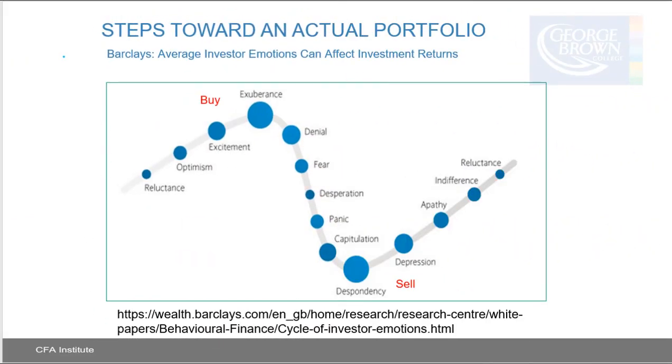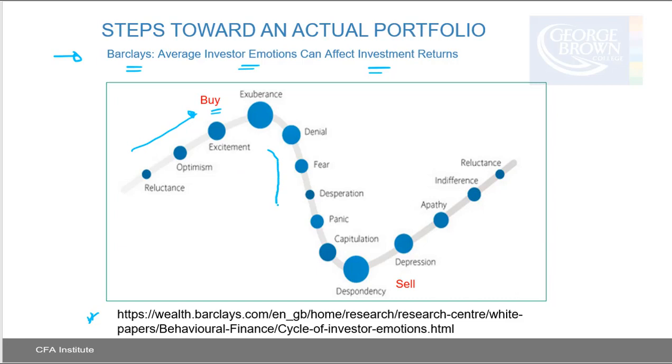So this next slide is just showing a graph from a white paper from Barclays. If you Google search Barclays average investor emotions, you'll find that a white paper comes up and it has this graph. So what they're showing is average investor emotions can affect investment returns, and that's what I'm following up on, those quotes by Benjamin Graham and Jason Zweig. For the average investors, markets are rising, very strong bull markets, then the average investor is buying, and they're going through different types of emotions, excitement, exuberance.